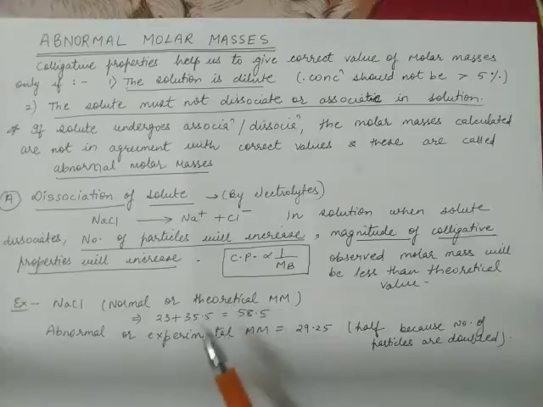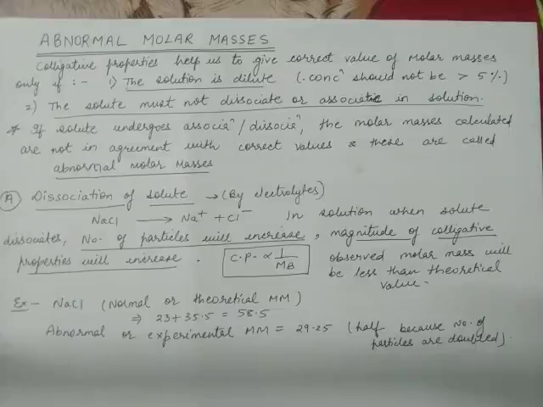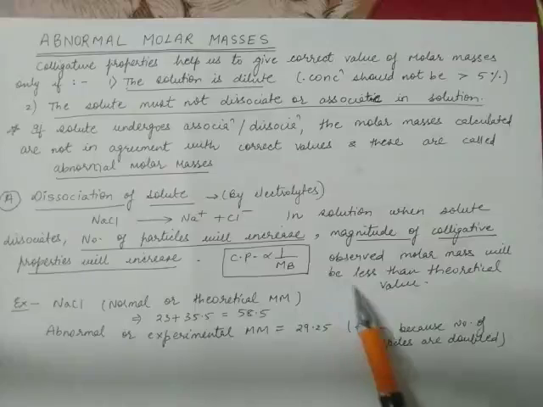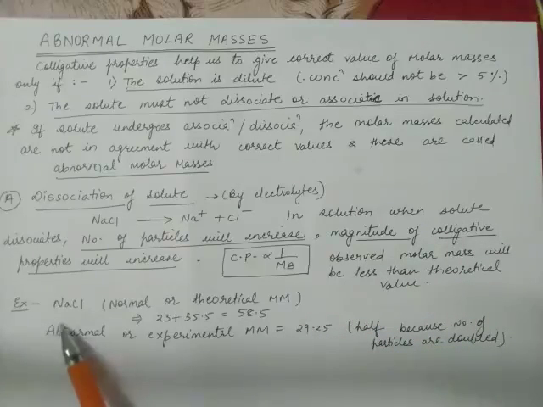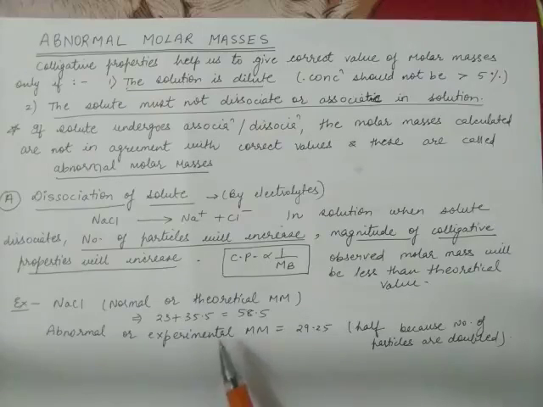And we have learned that in all the formulas of colligative property, molar mass, that is Mb, comes in the denominator. It means colligative property is inversely related to molar mass. So the observed molar mass will be less than the theoretical value. Now what is the meaning of this sentence? The explanation is here. Suppose I am taking sodium chloride. What is the normal or theoretical molar mass? I will add 23 for sodium and 35.5 for chlorine. So the normal molar mass of NaCl is 58.5.